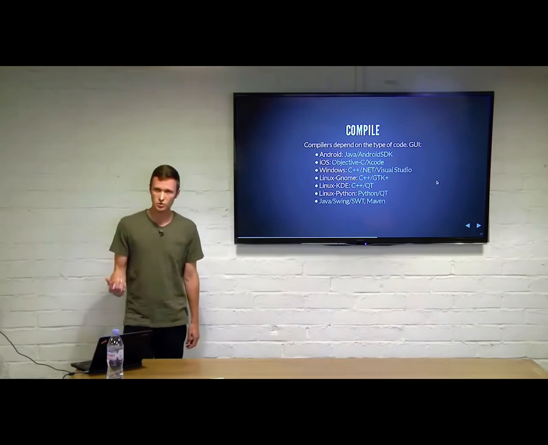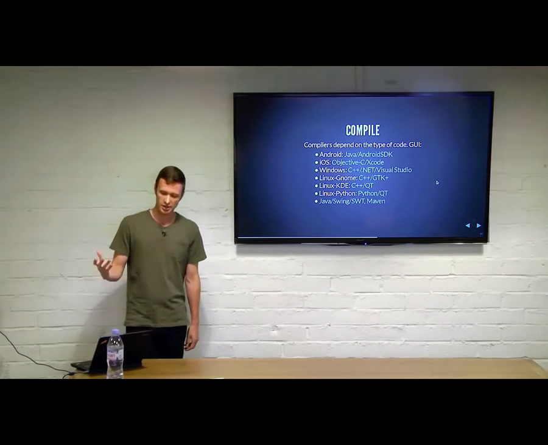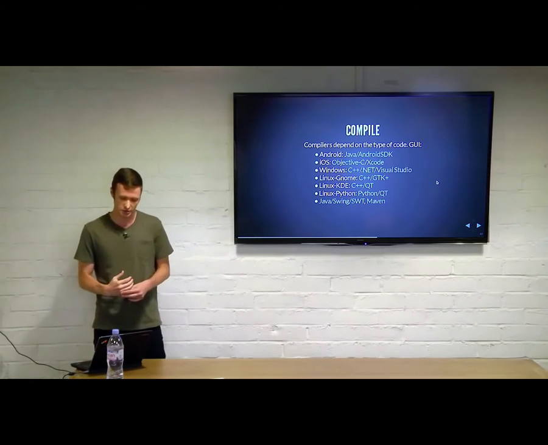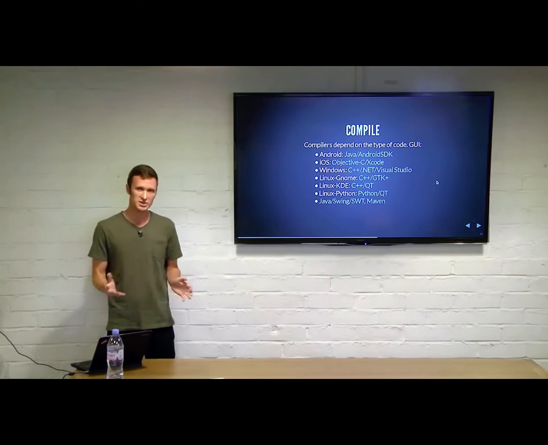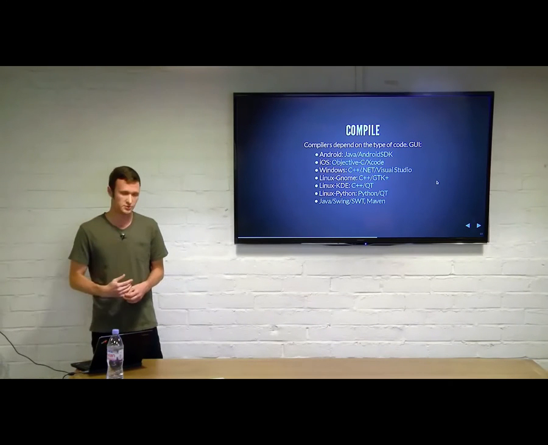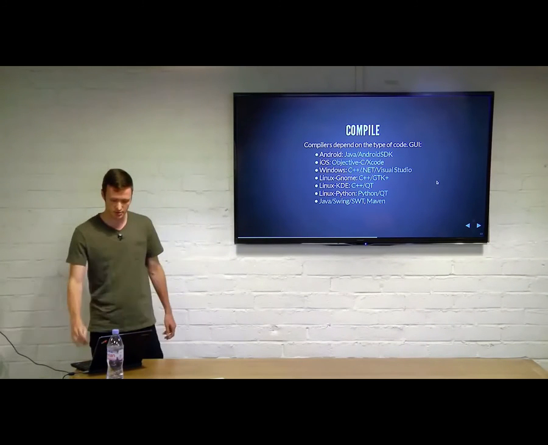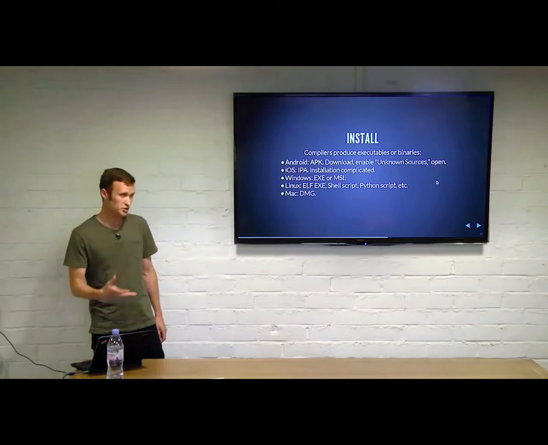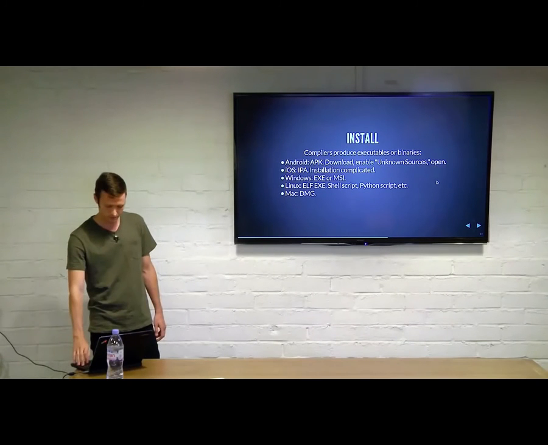So to actually compile source, you're taking essentially human readable text and you want to compile a binary. And these are common programs that do the compilation. For Android, you'll use the Google SDK. For iOS, you'll use Objective-C and Xcode. For Windows, you'll usually use Visual Studio. For Linux, there's various flavors: GTK, Qt, Python. And then there's others, Maven and Swing and SWT. And then once you have an actual binary, you just install it. Everybody's pretty familiar with that.